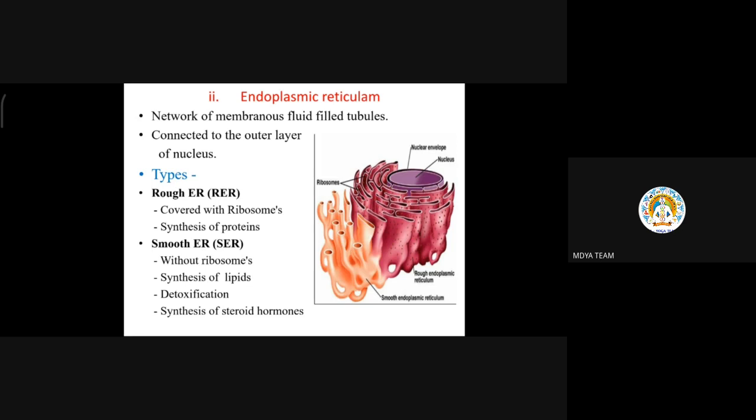Are you guys listening? Remove all the toxic material from our body. Very good. So, detoxification means removing toxins. Toxins means impurities. So, smooth endoplasmic reticulum also removes toxins from the cell. And they synthesize steroid hormone. Steroid is a type of hormone secreted by our body. So, synthesis of steroid hormones is also done by smooth endoplasmic reticulum.